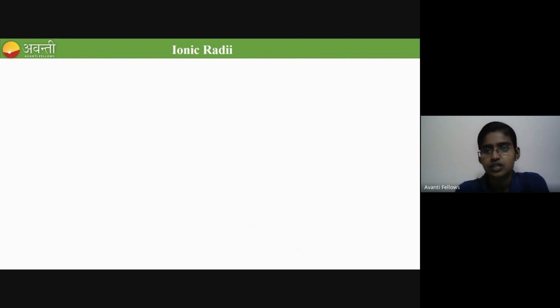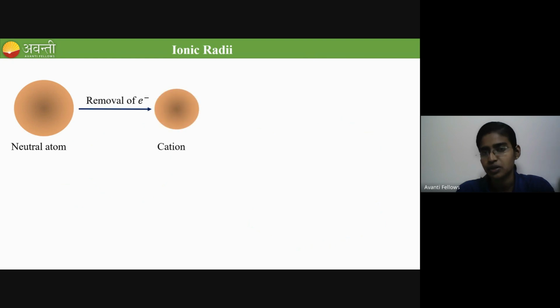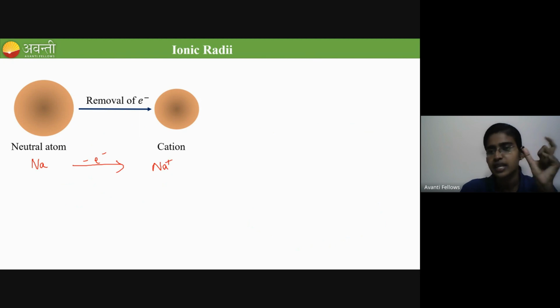I'll show you. Let me take a neutral atom. This is the neutral atom, and if I remove one electron from it, I will get a cation, right? For example, if this neutral atom is sodium and I remove one electron from sodium, I will get sodium plus, and that is the cation. You see the size there. The neutral atom is bigger in size and the cation is much smaller.